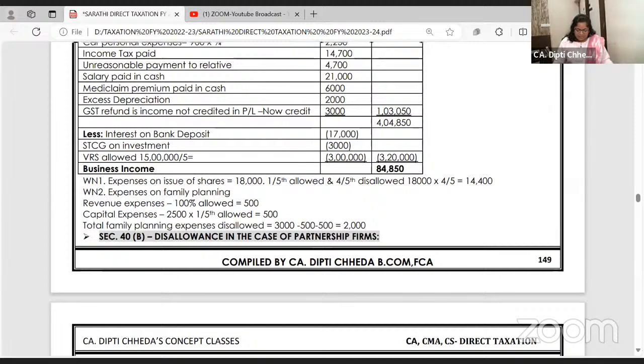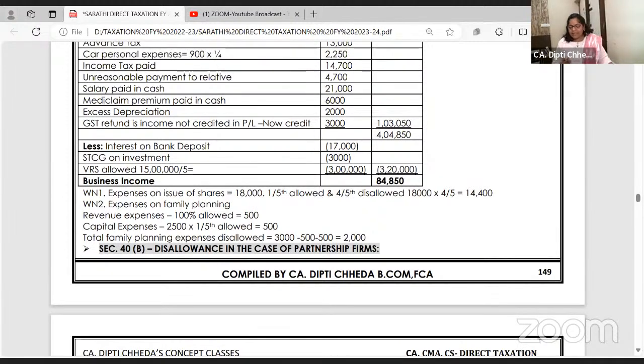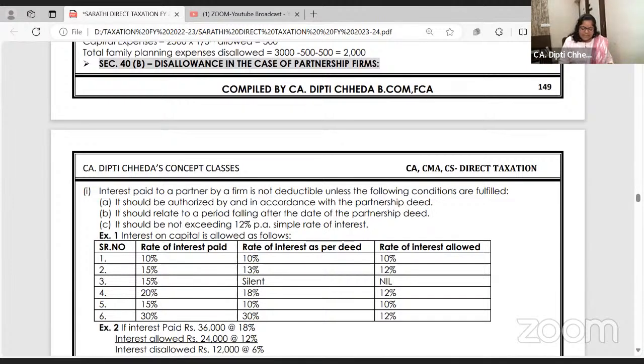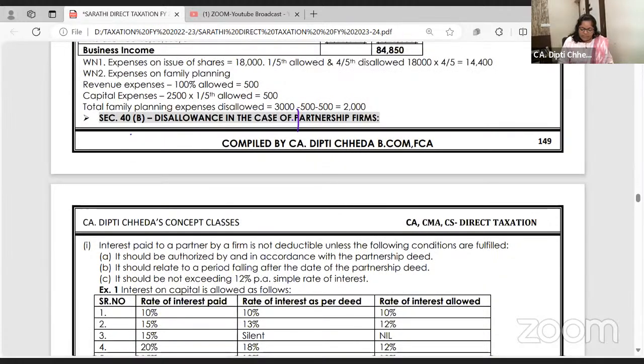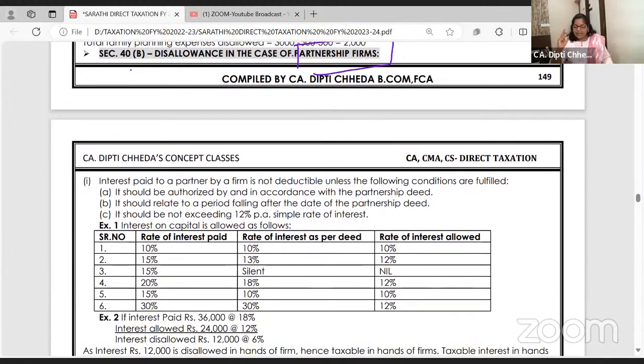All right. So the topic for today is remuneration to the working partner. Now, whenever it is the case of a partnership firm, we allow interest to the partners. Interest is allowed to the partners on their capital. I'm discussing all the provisions not as per Partnership Act 1932, but as per Income Tax Act. So, interest which is paid to the partner is allowed if it is authorized by the deed.